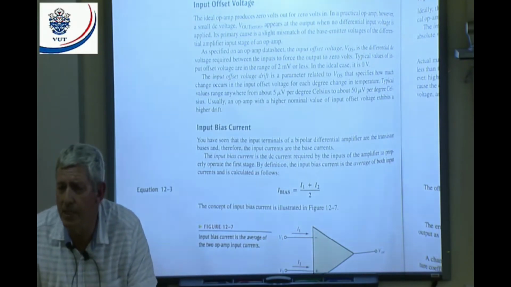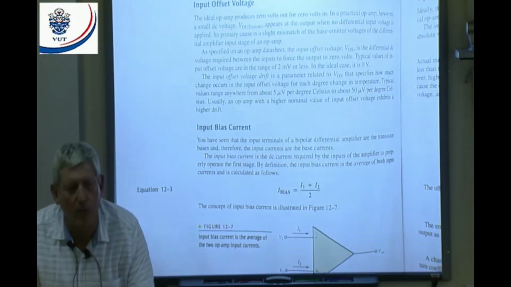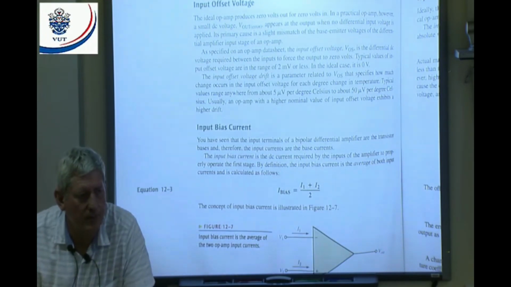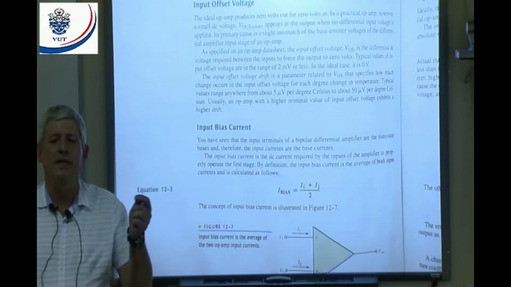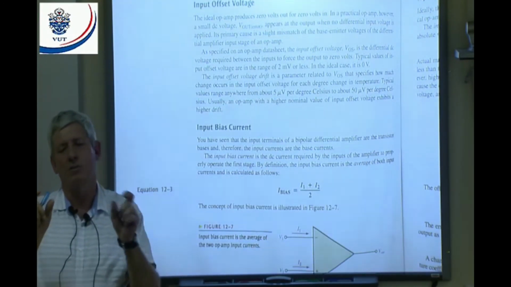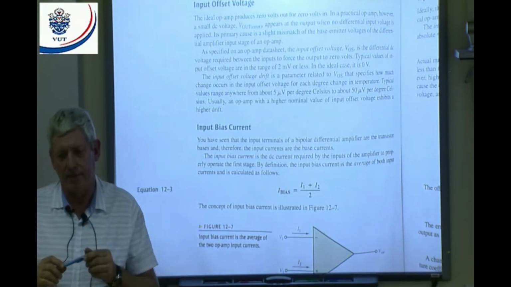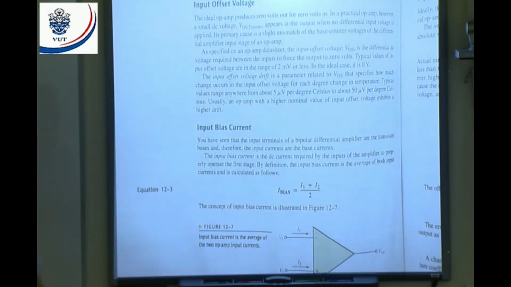Because what is the input stage of an op-amp? A differential amplifier. And what do we have in a differential amplifier? We got transistors, right? Now the base emitter junctions, they try to manufacture them identical, but sometimes there's a small mismatch there. That means it's not going to be exactly identical. And that will give us offset voltage.